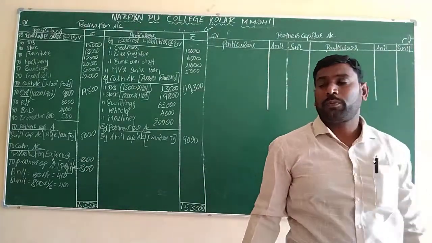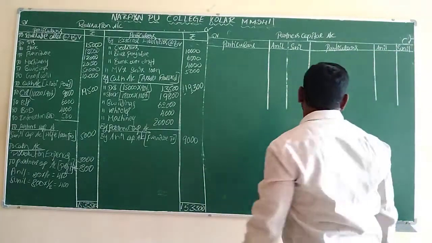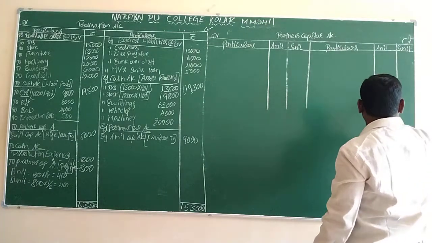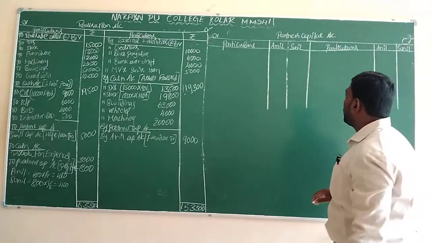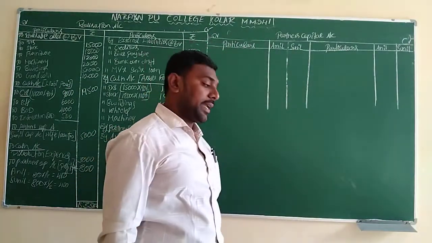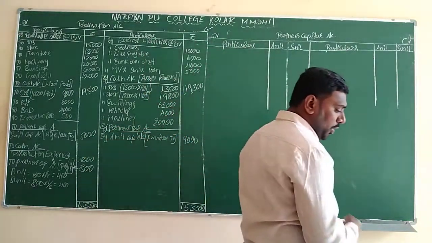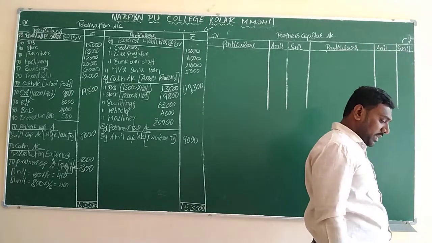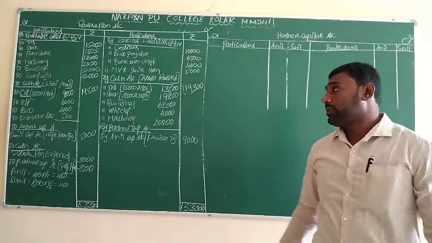These are the columns for preparation of partners' capital account. So particulars, debit and credit, particulars, debit and credit, we have to write. Here two partners' names we have to mention, Anil and Sunil. Their capital details we also have. So based on that we have to transfer the entire transaction.